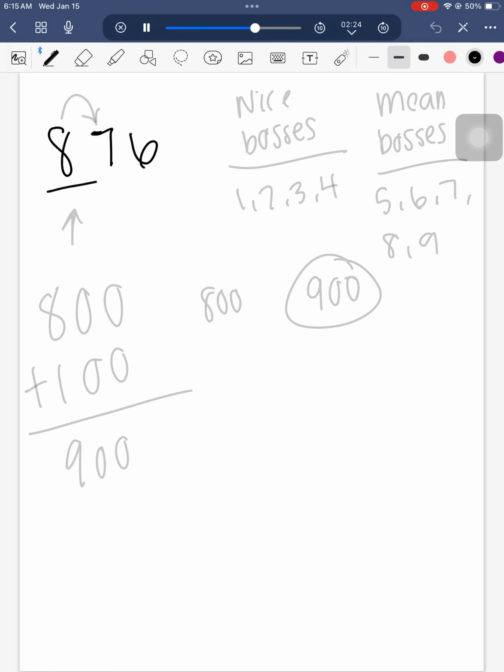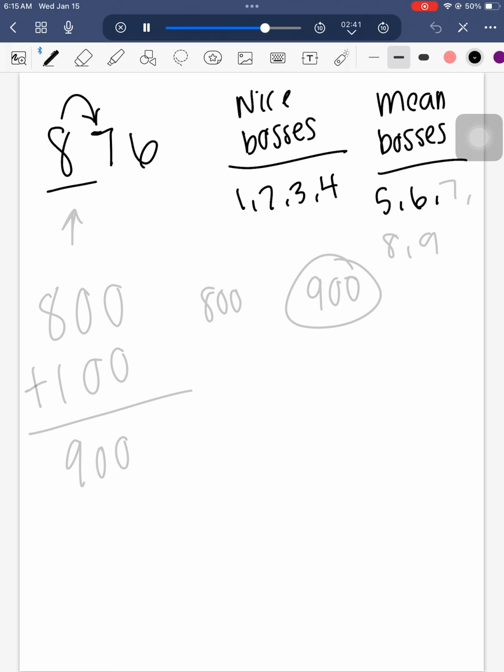You're going to look at your tens place. Once again, our nice bosses are going to be 1, 2, 3, and 4. Our mean bosses are going to be 5, 6, 7, 8, and 9. So we have a 7, which means that's going to go up, but we need to find our options.